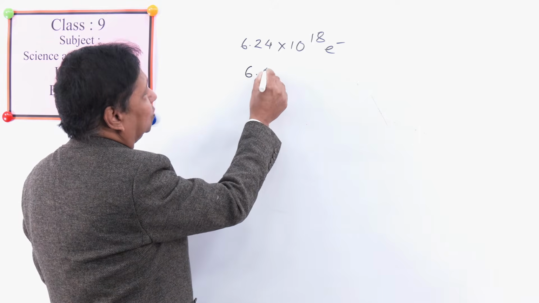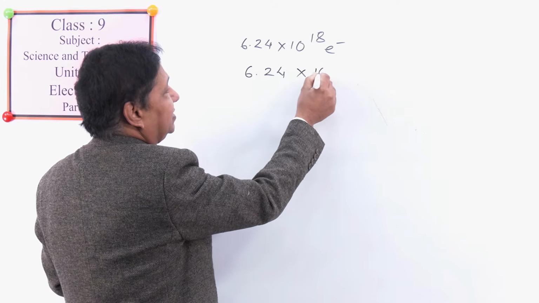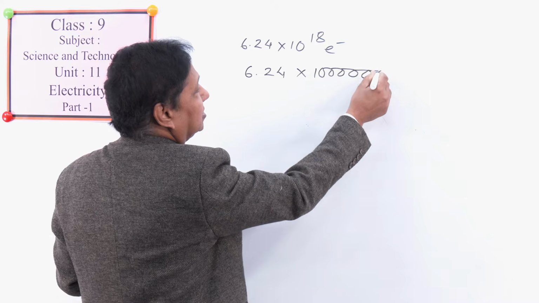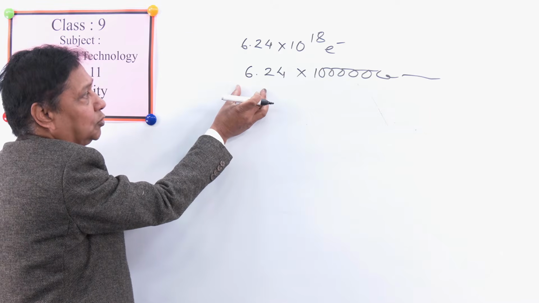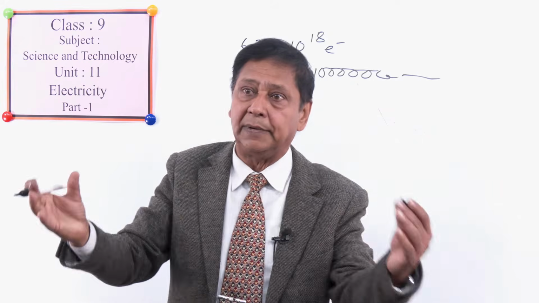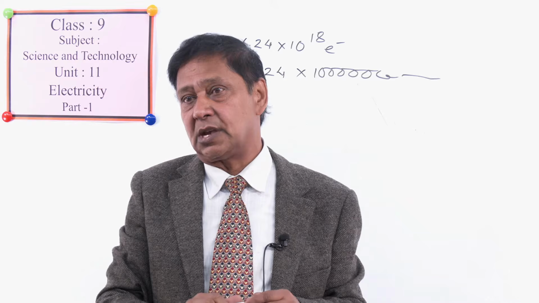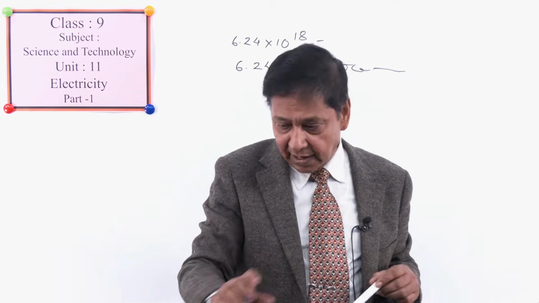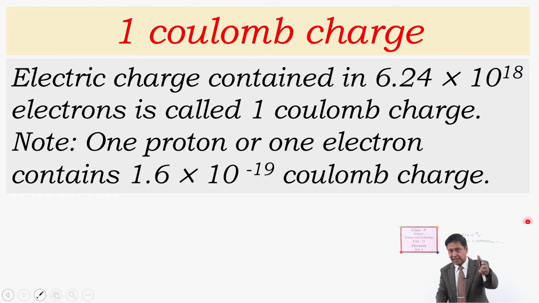If 6.24 is multiplied by 10 to the power 18, it means 1 having 18 zeros. Look at this, a very huge number. If multiplied by 6.24, then a very huge number of electrons comes. That many electrons contain 1 Coulomb charge. We have to understand it this way. We cannot express it in words also, millions, billions, trillions. It is more than that.